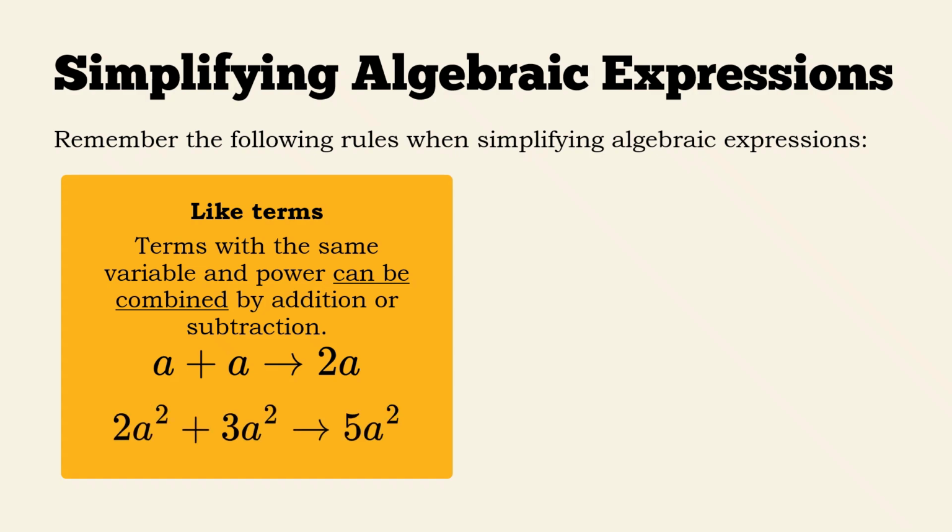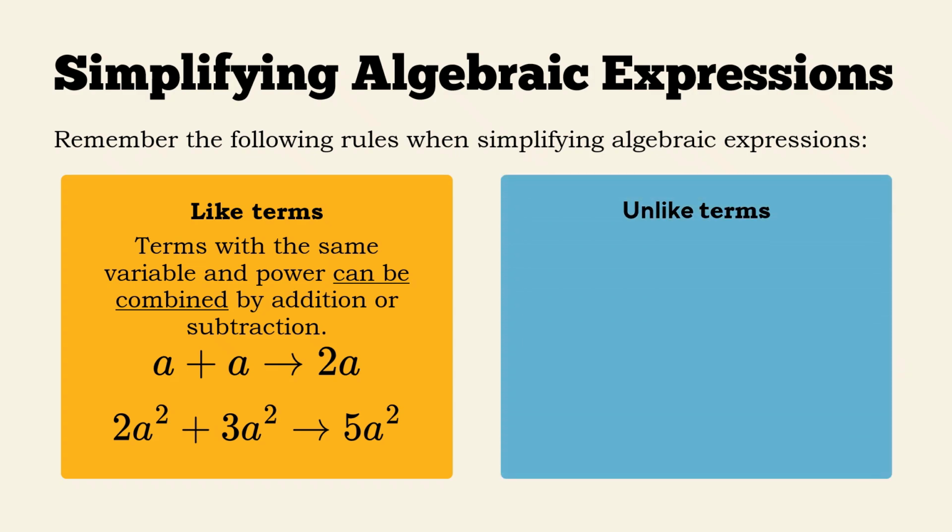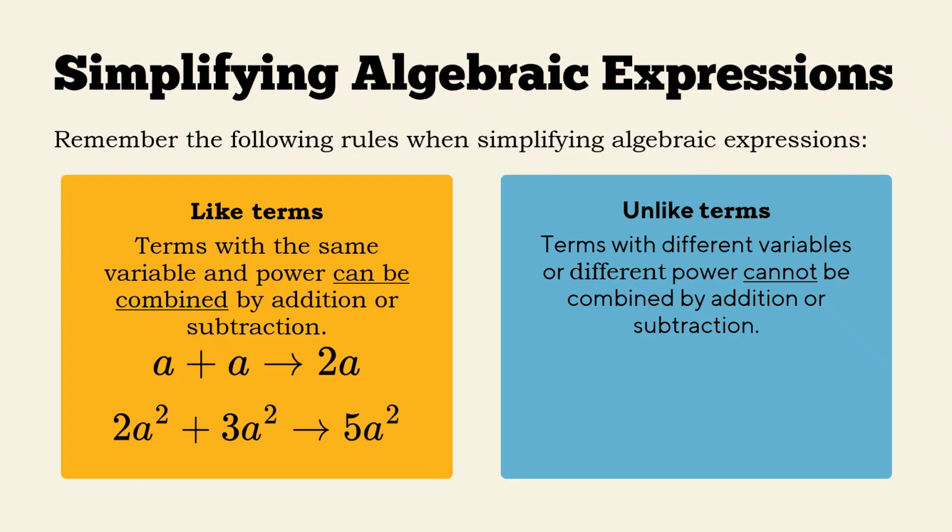2a squared plus 3a squared is equal to 5a squared. Unlike terms are terms with different variables or different power and cannot be combined by addition or subtraction. For example, a plus a squared plus b squared plus c. Only like terms can be combined, and recognizing the difference will help you simplify expressions correctly and avoid common mistakes.